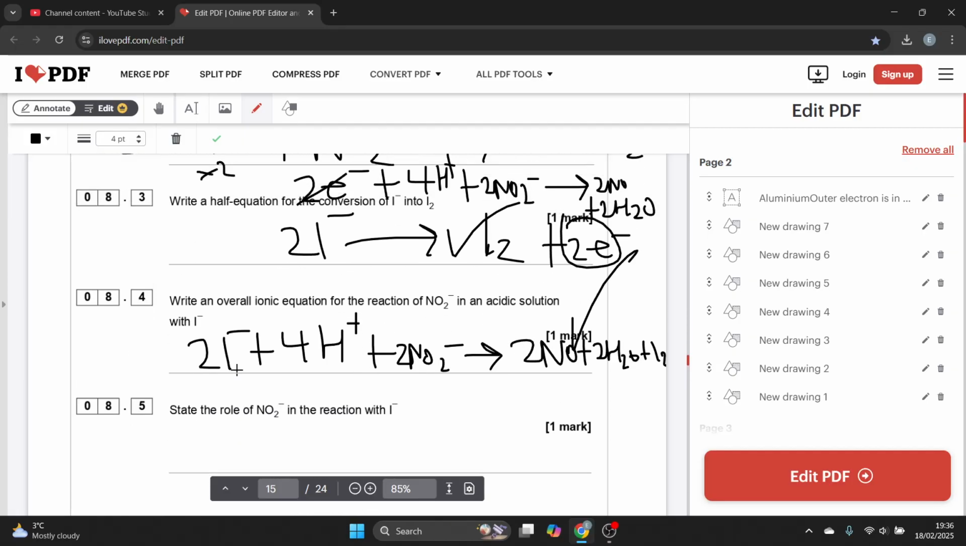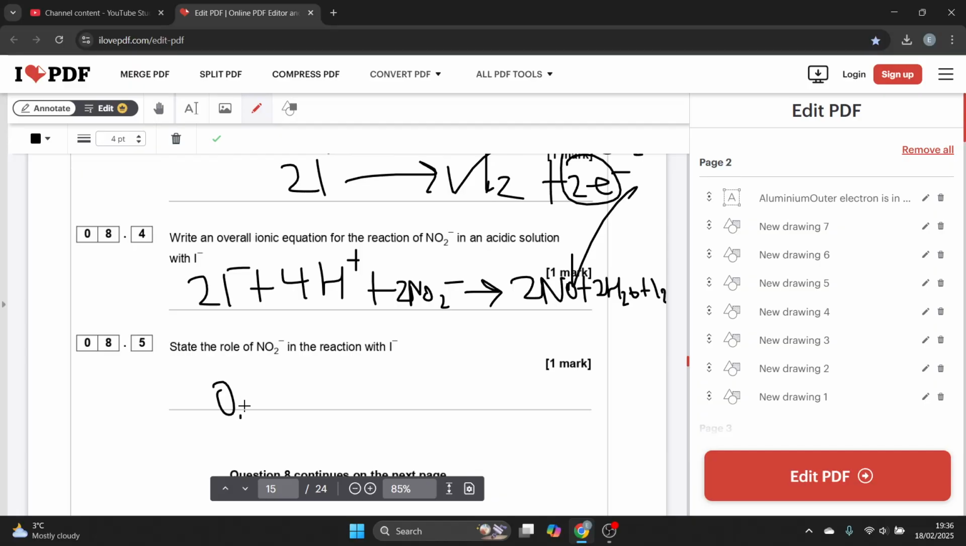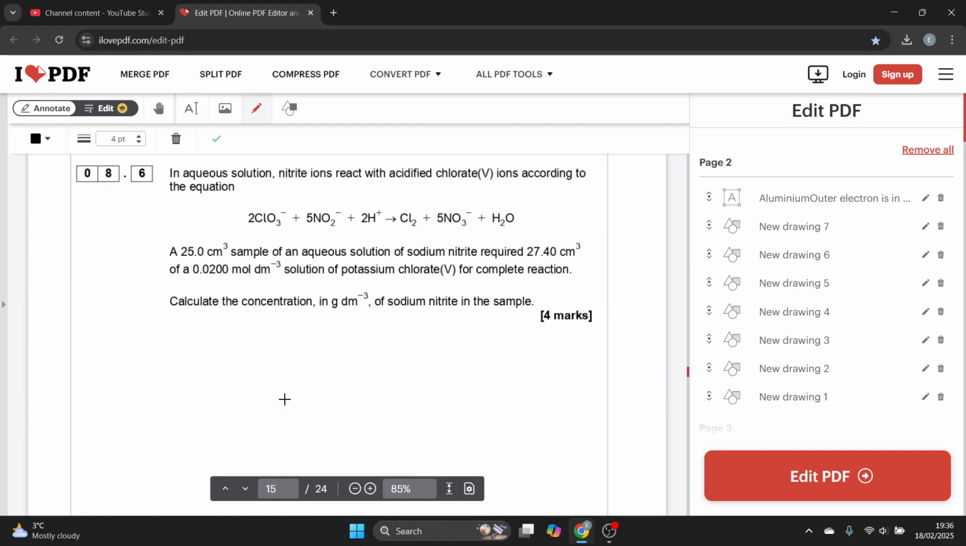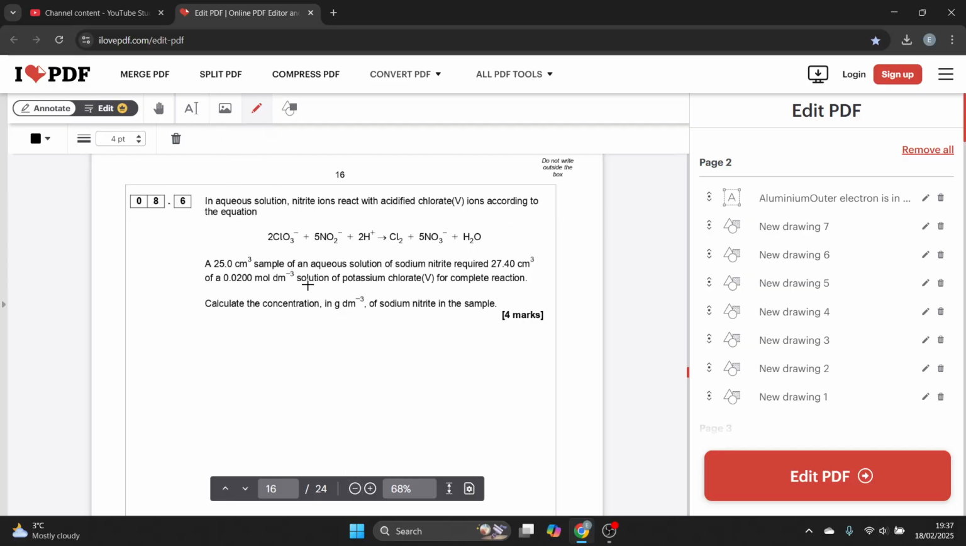To state the role of NO2 minus in the reaction with I minus: oxidizing agent. Next, calculate the concentration in grams per dm cubed of sodium nitrite in a sample.